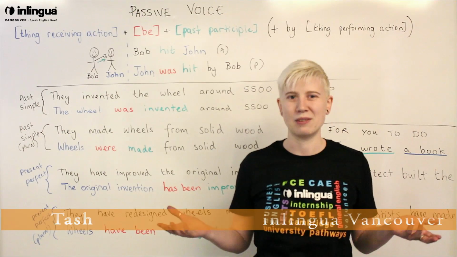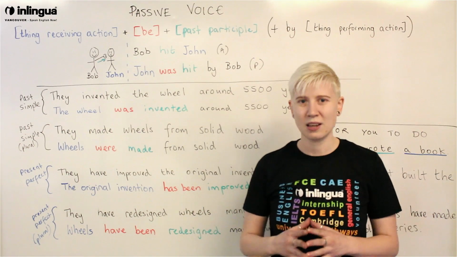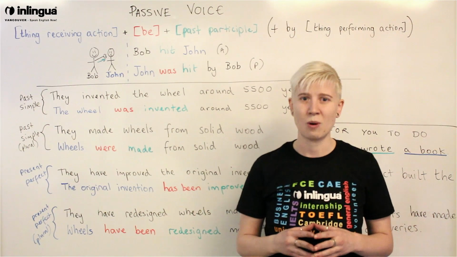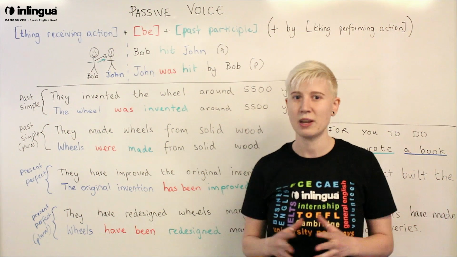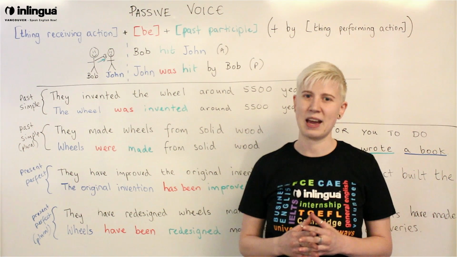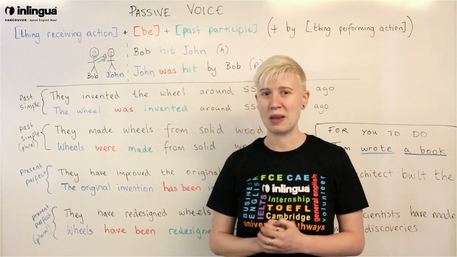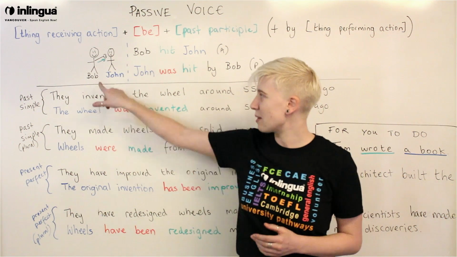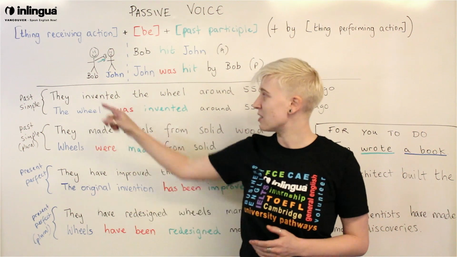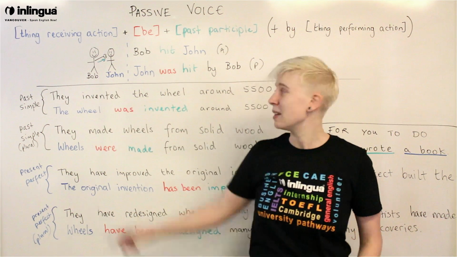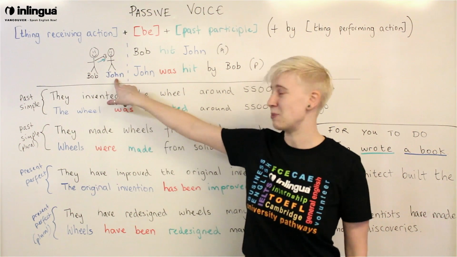So what is the passive voice? Well, it's a sentence structure that we use in English when we either don't know who has performed an action or we don't care. So, sounds confusing, but I've drawn a little picture here to help me explain it to you. Here is Bob and John. You can see Bob, not a very nice guy. He's hitting John in this picture.